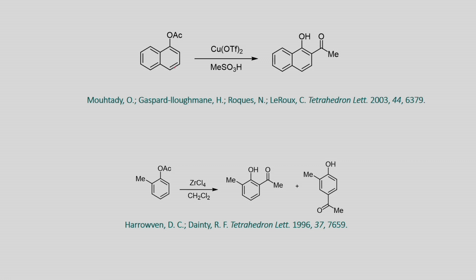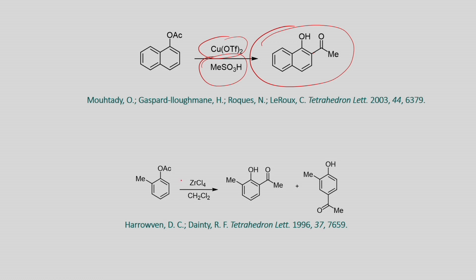The first one involves the rearrangement of naphthyl acetate. When you react it with copper II triflate in the presence of methane sulfonic acid, it undergoes rearrangement to give this keto derivative. As you can see here, in this case copper triflate acts as a Lewis acid, and acylation takes place at this position.